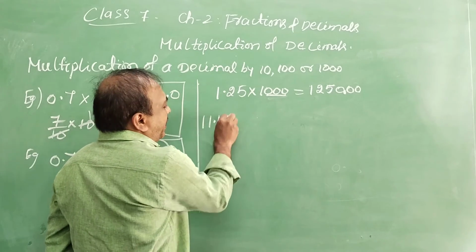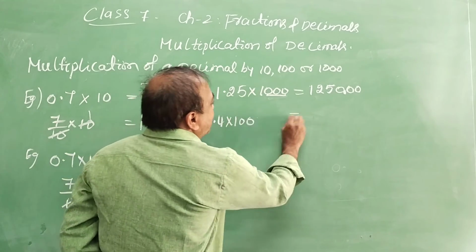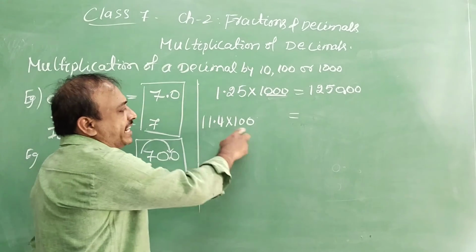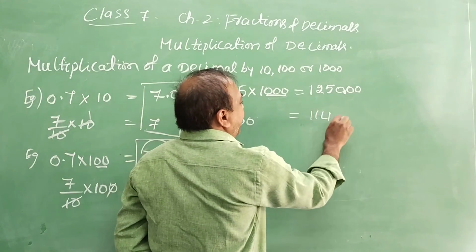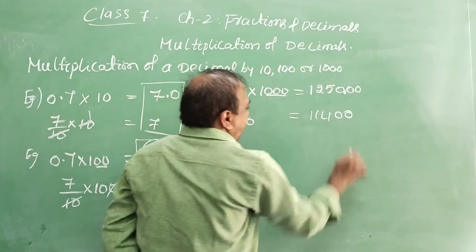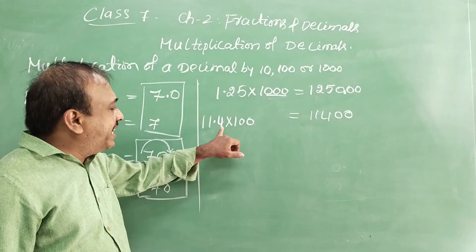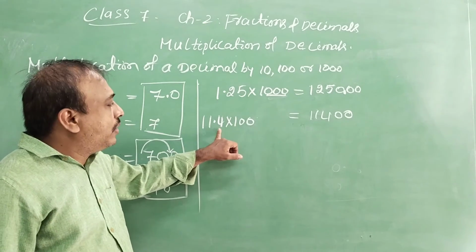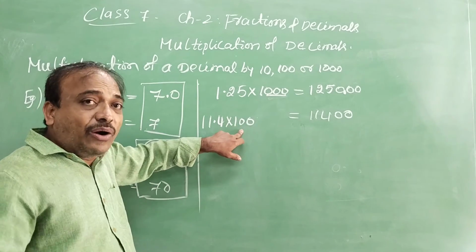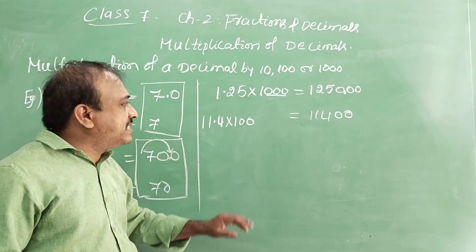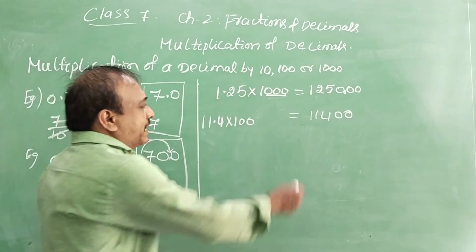11.4 into 100. See here, 11.4 into 100. 114 into 1, and 2 zeros you added. Besides that, how many digits after the decimal point here? Actually, it is 1. Here, how many zeros do you have? 2 zeros. So this has to move 2 decimal places.